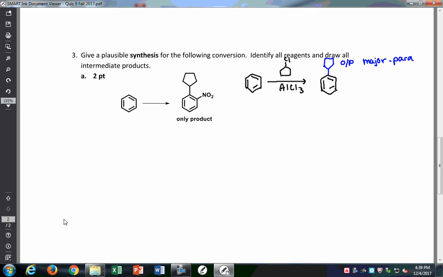Our other reaction is going to be putting the NO2 on the ring. So we just looked at that one. That's HNO3, H2SO4, and that NO2 is going to be meta directing.